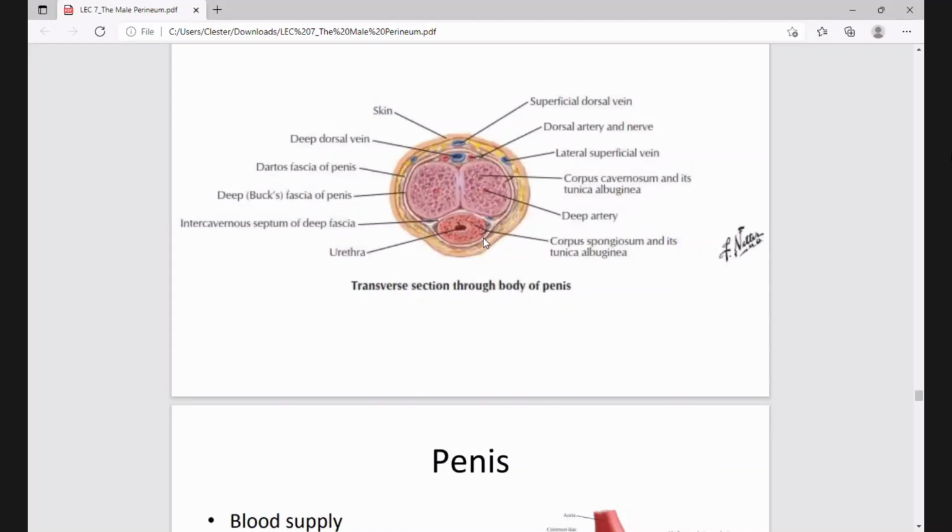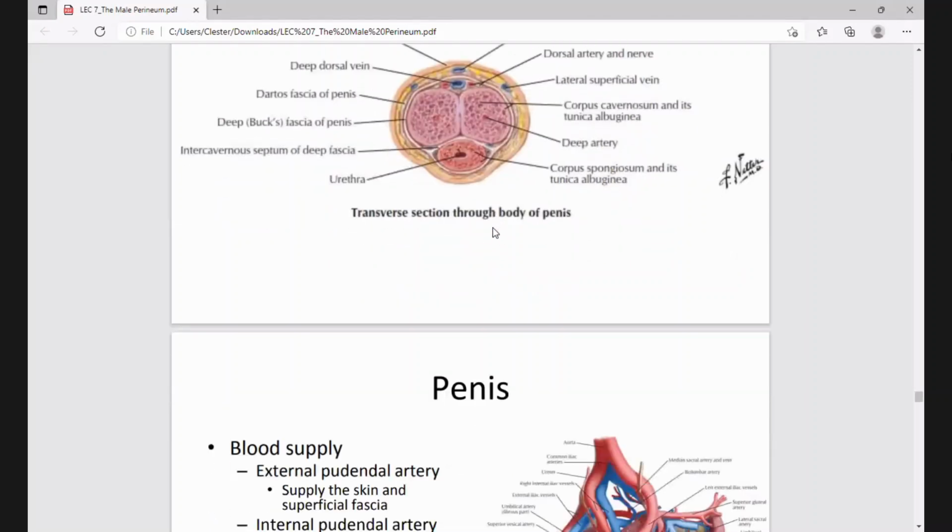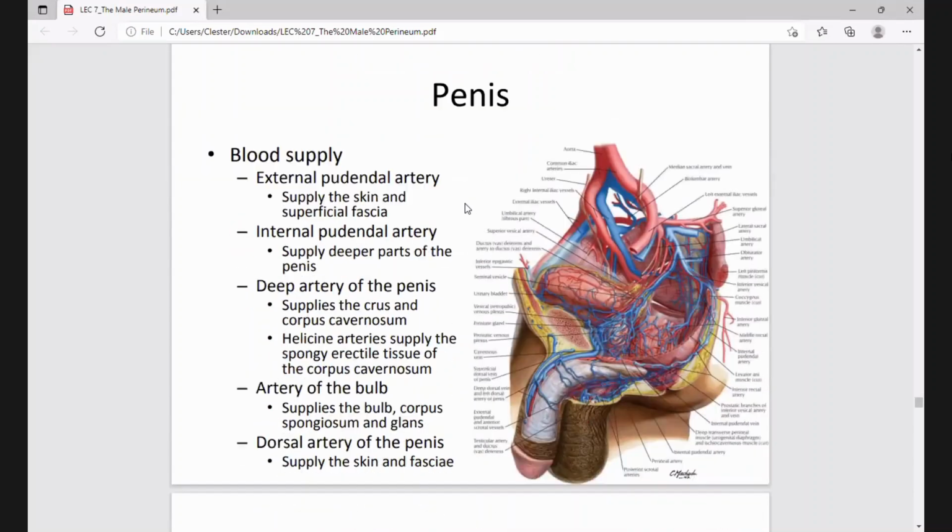Most of the time during sexual activity, the Buck's fascia can develop a tear and it can have a hematoma. This is usually occurring during sexual intercourse, when the penis is in the erect position.